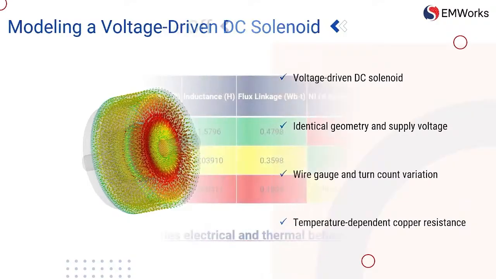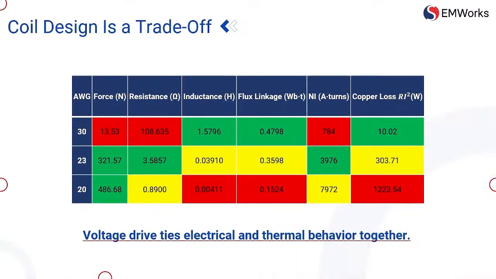supply. The results clearly show that changing the wire gauge affects many parameters simultaneously. Force is only one of them. A thicker wire reduces resistance and allows higher current, which increases force, but it also increases copper losses significantly. Thinner wire allows more turns, but resistance rises and current drops.